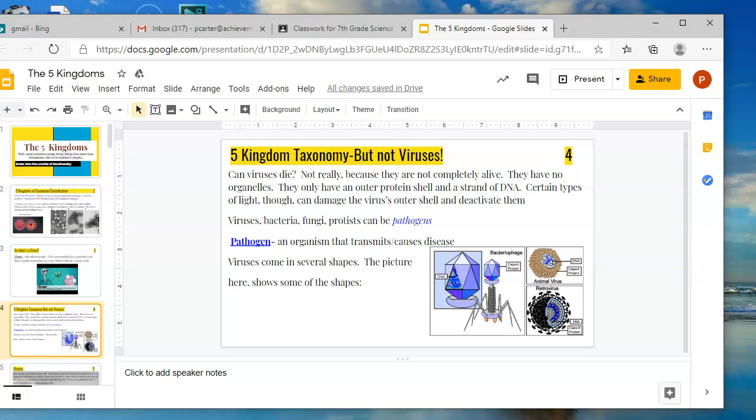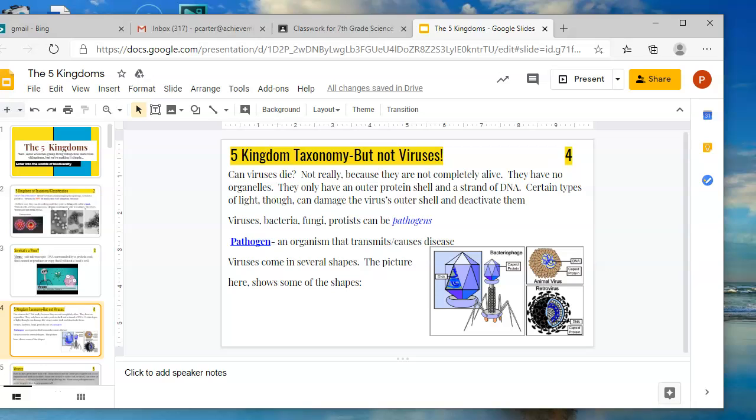The five-kingdom taxonomy, but not viruses. Can viruses die? Not really, because they're not completely alive. They have no organelles. They only have an outer protein shell and a strand of DNA. Certain types of light, though, can damage the virus's outer shell and deactivate them. Viruses, bacteria, fungi, and protists can be pathogens. Pathogen: an organism that transmits or causes disease.